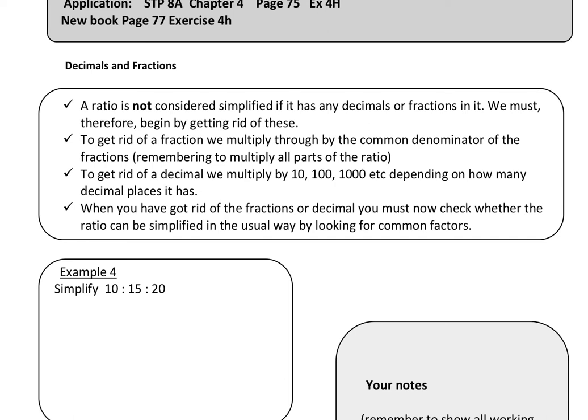Okay, we're going to look now at what we do if we've got decimals and fractions in a ratio. So first of all, it says here that a ratio is not considered simplified if it has any decimals or fractions in it. We must therefore begin by getting rid of these.